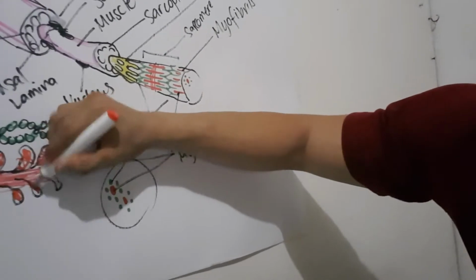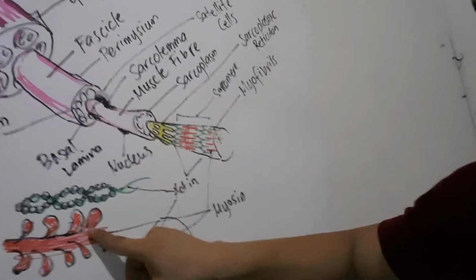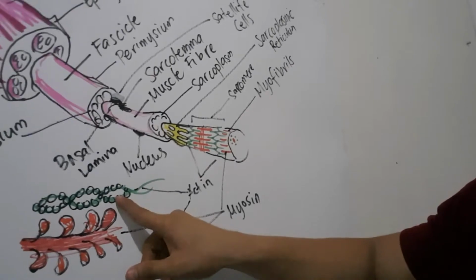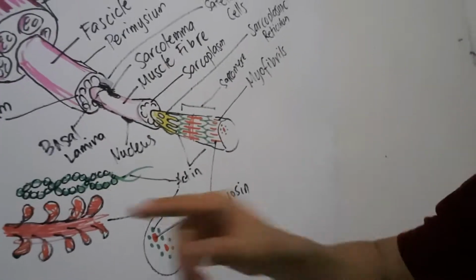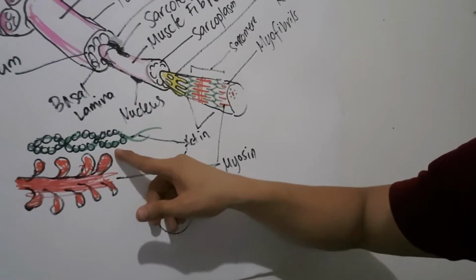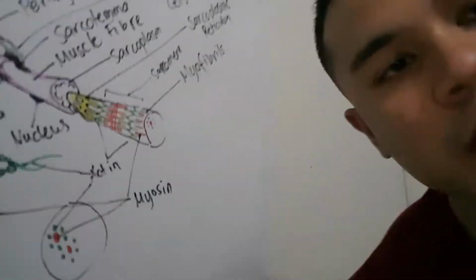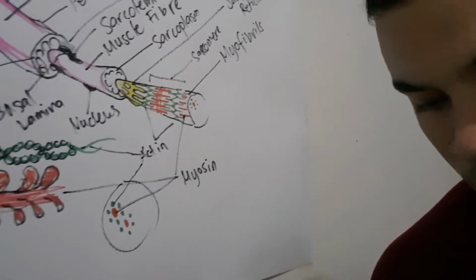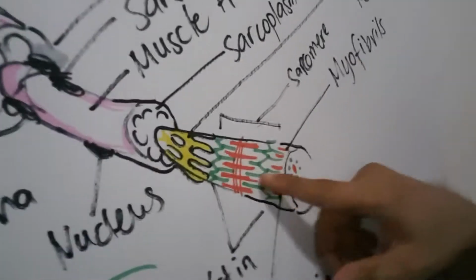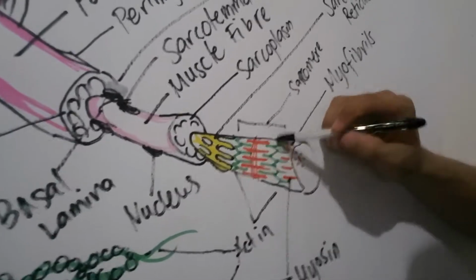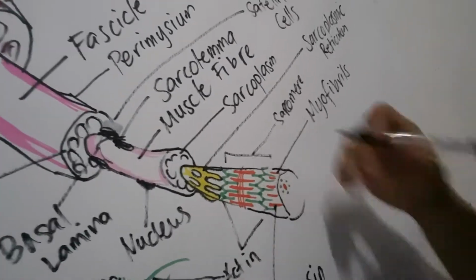So what happens during the sliding filament theory? The heads of the myosin bind to the binding site of the actin, and it hooks. It kind of pulls. Sorry, let me explain the sarcomere for a bit. Now, the sarcomere contains the Z line.